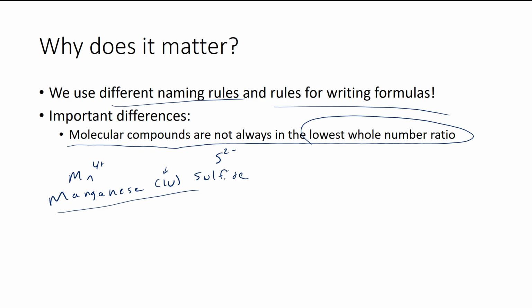The crisscross method I taught you would give us the formula Mn2S4. Now, if you also applied the logic of the lowest whole number ratio, you would then go one more step and reduce that to MnS2. Right? So we would not write our formula for manganese(IV) sulfide like Mn2S4. We'd write it as MnS2 because ionic compounds always go to that lowest whole number ratio, and 2 to 4 can be reduced to 1 to 2.